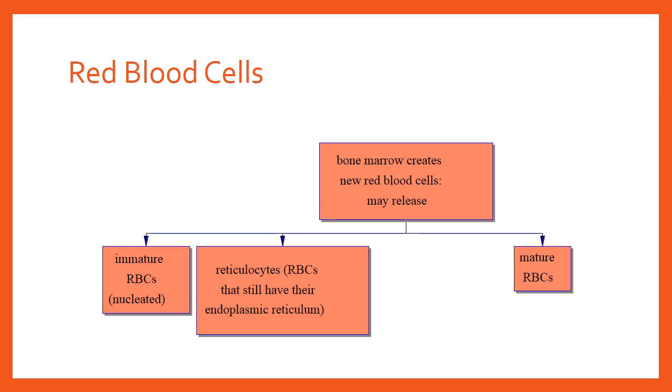Bone marrow is the site of red blood cell synthesis, so they can be stored there and released. Immature red blood cells are nucleated. They have their nucleus. Reticulocytes still have endoplasmic reticulum, although they already lost the nucleus. And mature red blood cells have pretty much nothing but their hemoglobin.